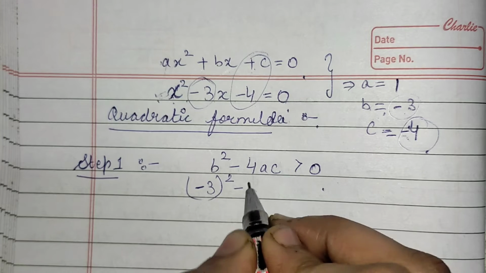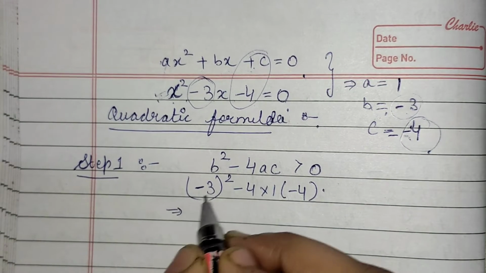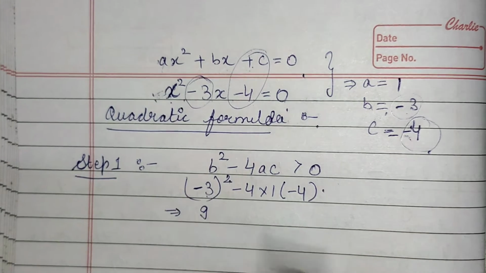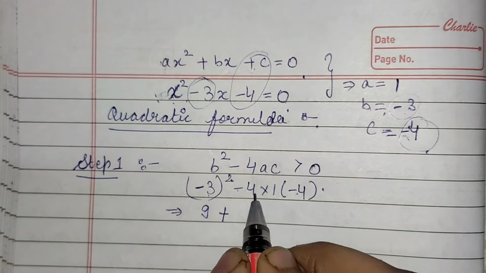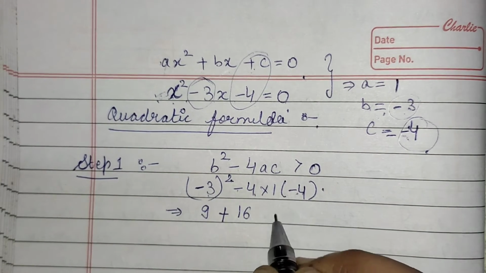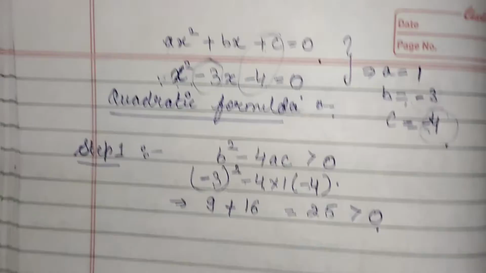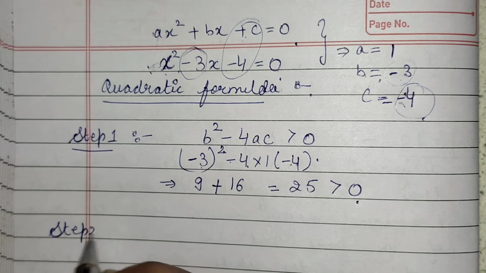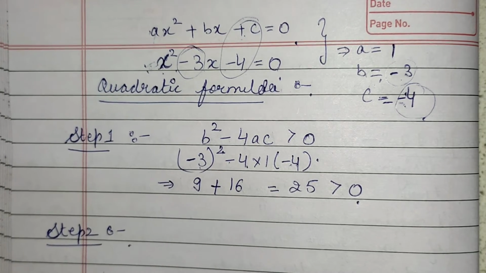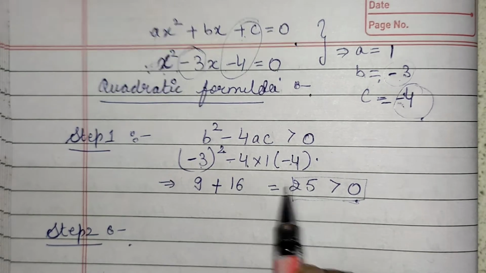Minus 3 square minus 4a into minus 4. Minus 3 square will be 9, and minus will become plus 4 into 4, which is 16, so it is equal to 25, which is greater than 0. That means real roots of the equation exist, and you have to find out those real roots.